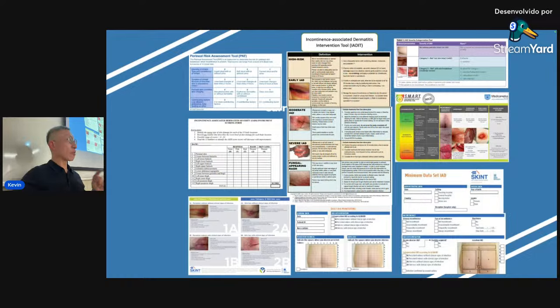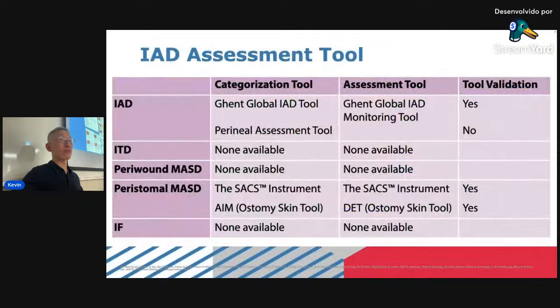We found actually a variety of different tools. We don't want to just focus on an IAD instrument, because MASD is a more umbrella, broad term, and we should have a tool able to use across different types of MASD. When we looked at the literature, there are different types, with IAD, the Globiate, and a lot of my Brazilian colleagues here are quite familiar with the adaptation and use of the Globiate already.